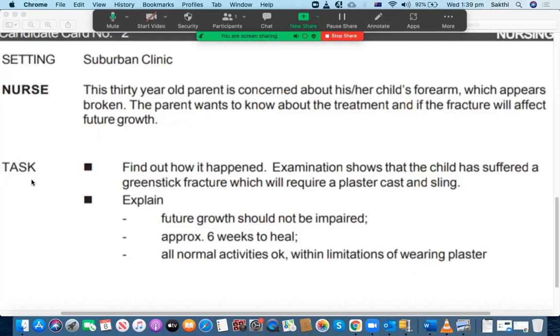So the task for the nurse is to find out how it happened. Examination shows that the child has suffered a green stick fracture, which will require a plaster cast and sling. Explain future growth should not be impaired, approx 6 weeks to heal, all normal activities okay within limitations of wearing plaster. So this role play contains this setting in a suburban clinic, and then the nurse is going to talk to a 30-year-old parent who is concerned about his or her child's forearm, which appears to be broken.